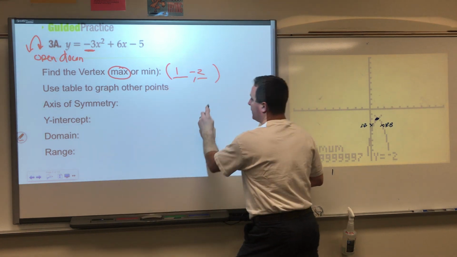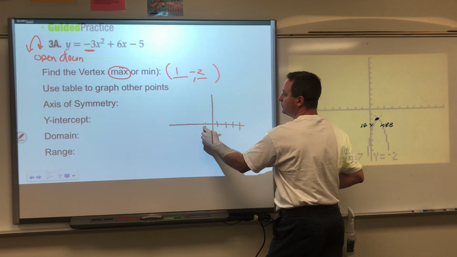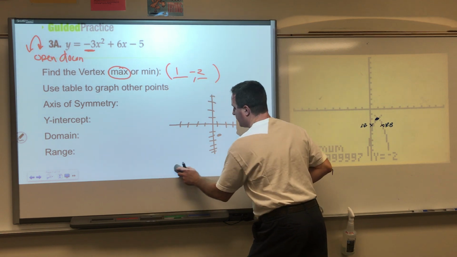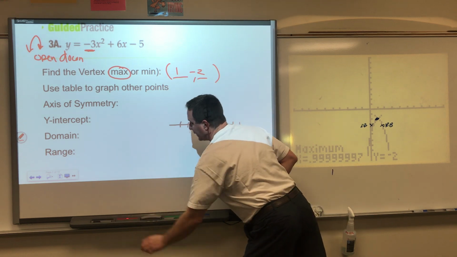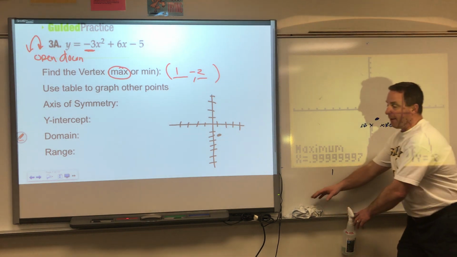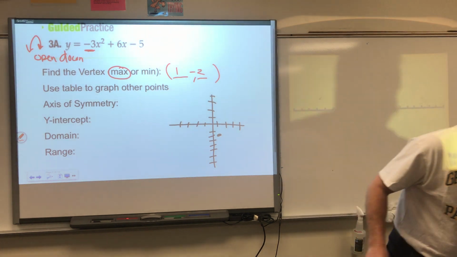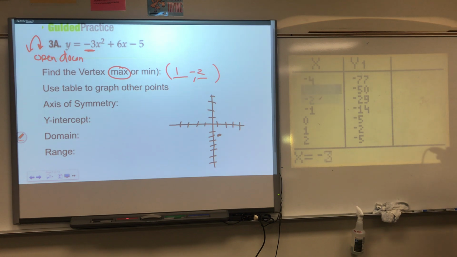Ultimately, I'm going to be looking for a graph here. There's my vertex right there. I like drawing it in right away. Can we find some other points on this graph? The way we do that is we go to the table. So I'm going to press second graph, and I like to see, can I find that vertex (1, -2)? Yep, there it is, right here.